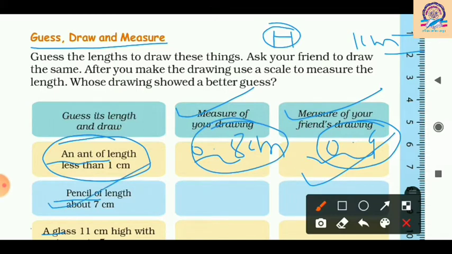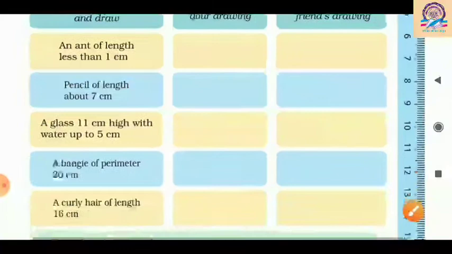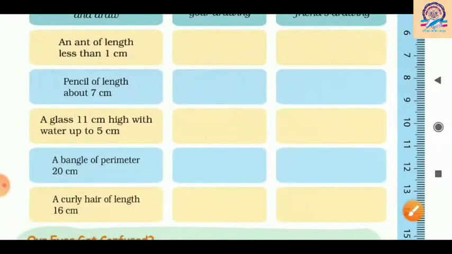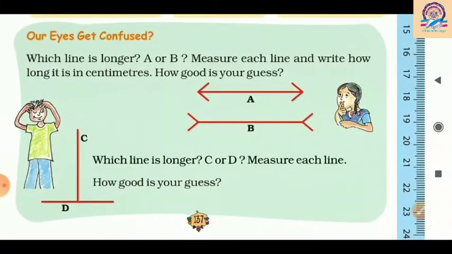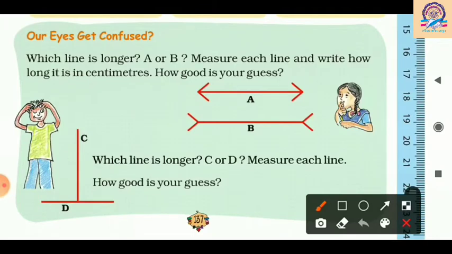Similarly, you can draw a pencil, glass, bangle, curly hair. In this way you can do it. Now come to the next. Here our eyes get confused. How do our eyes get confused?